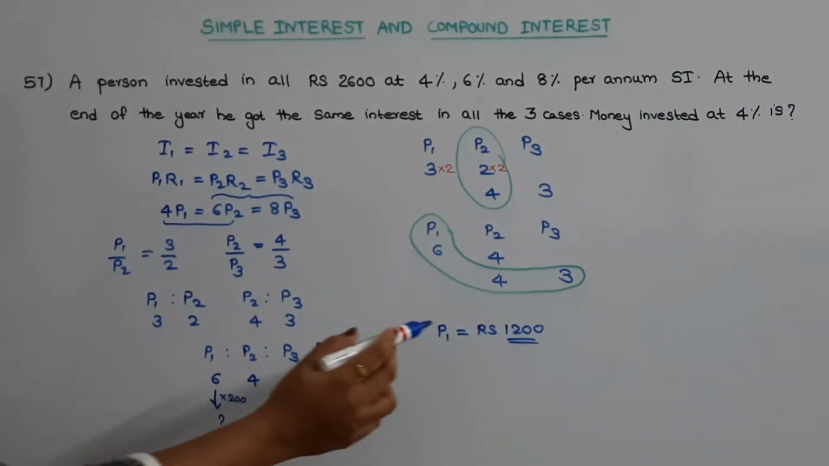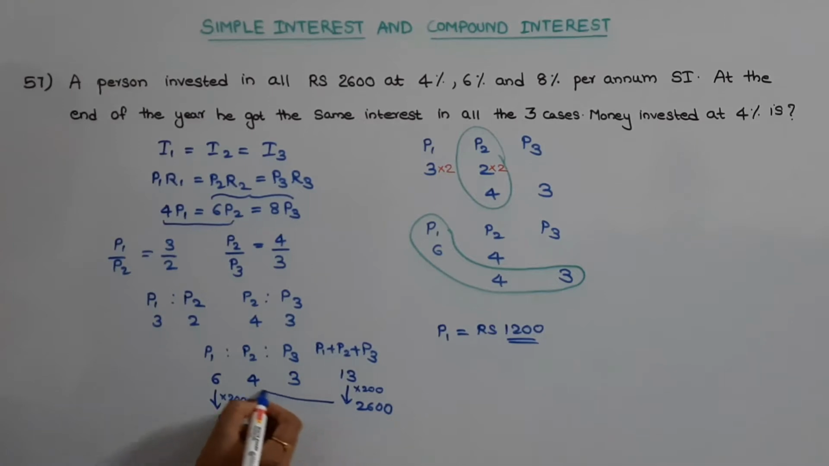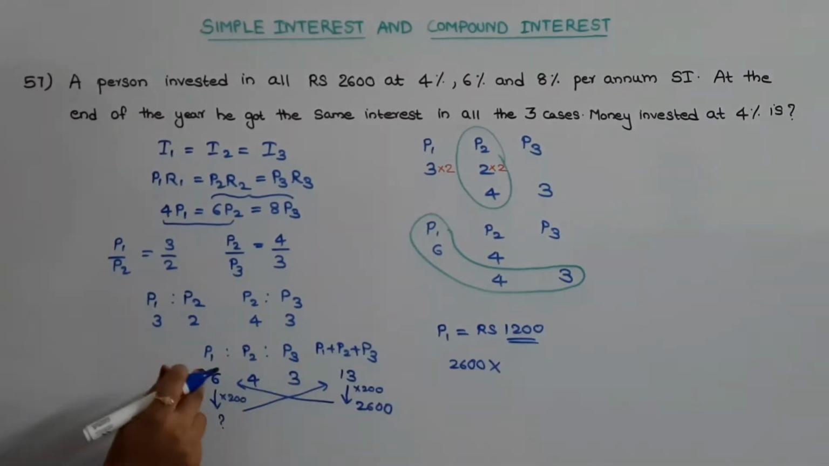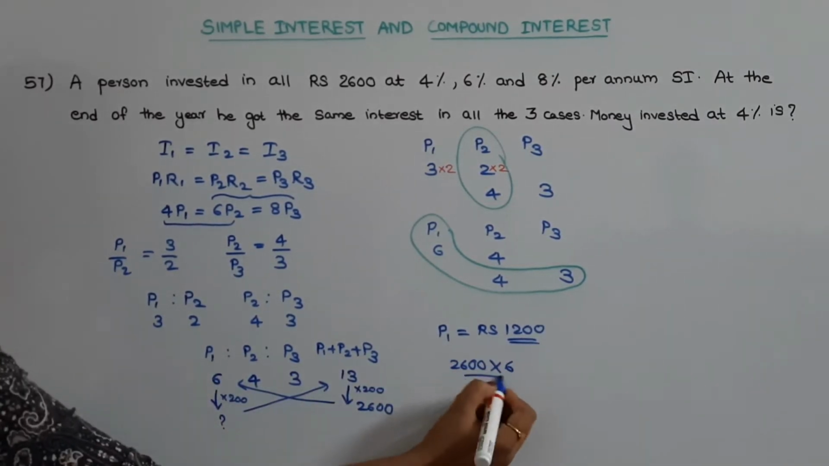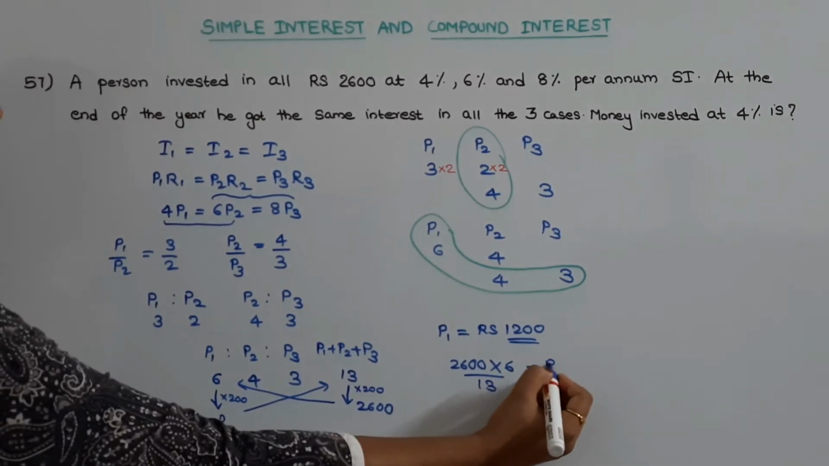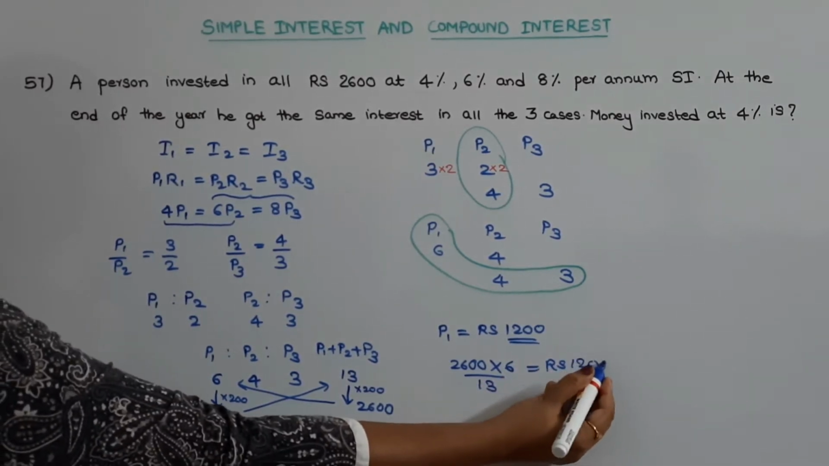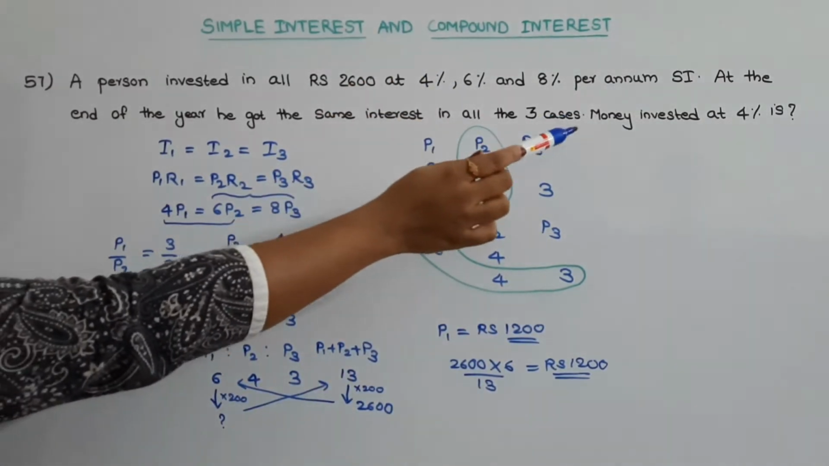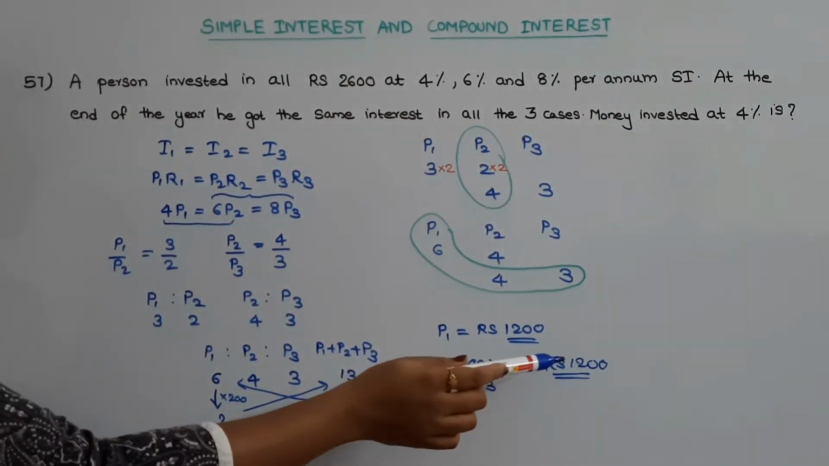You can also find this by cross multiplying. That is 2600 into 6, divided by this 13. That will also give you rupees 1200. So the principal in the first case, or the principal invested at 4%, is rupees 1200.